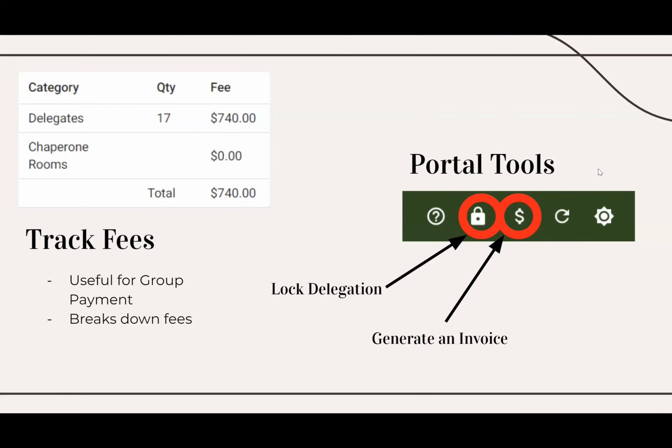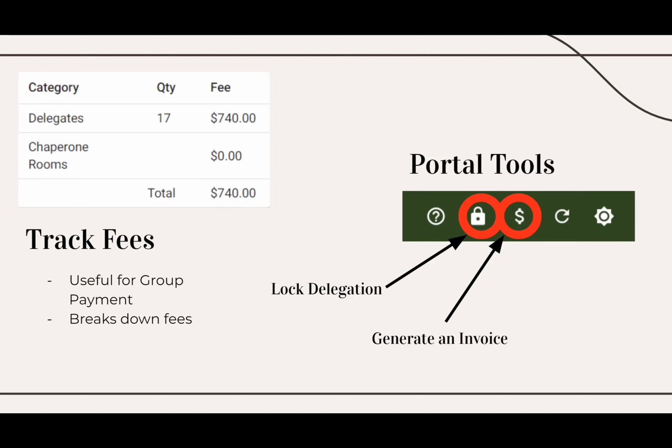So this bottom left corner has essentially the place where you can track fees. So it has the amount of delegates, the quantity, and then the total fee for all of them. It's important to note that financial aid will be filtered into this. So this fee is adjusted based on the financial aid requested by each delegate. So you can track that total invoice, especially important to note for group payment, because it breaks down the fees and it makes it so it's not a surprise when the total invoice is generated and given to the advisor.